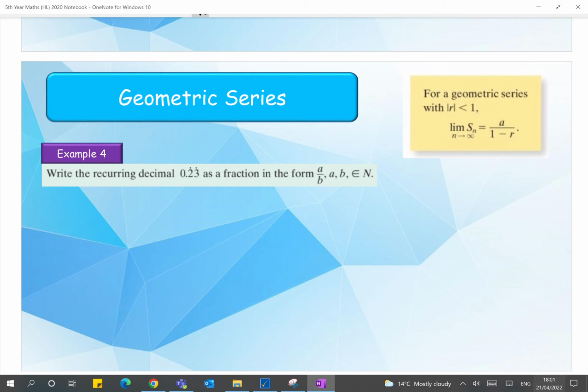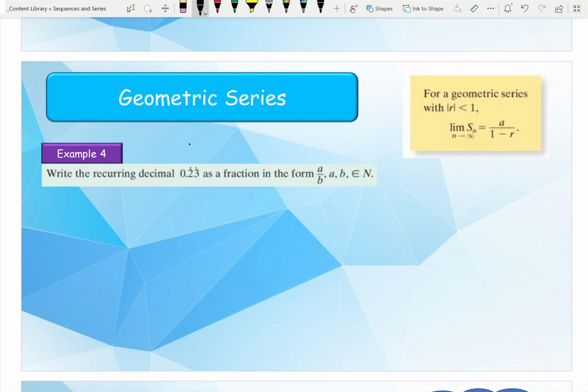So it says write the recurring decimal 0.23 recurring, and remember, we know that these dots are what stand for recurring, as a fraction in the form a over b, where a and b are elements of N. And we know that N stands for natural numbers. Now, what a recurring decimal means, guys, again, is 0.23 recurring is the same as having 0.2323232323, and it just keeps going.